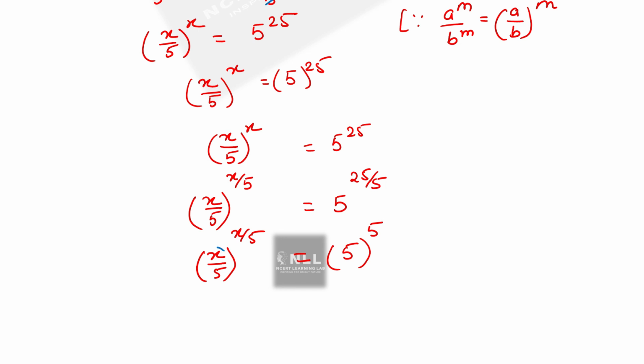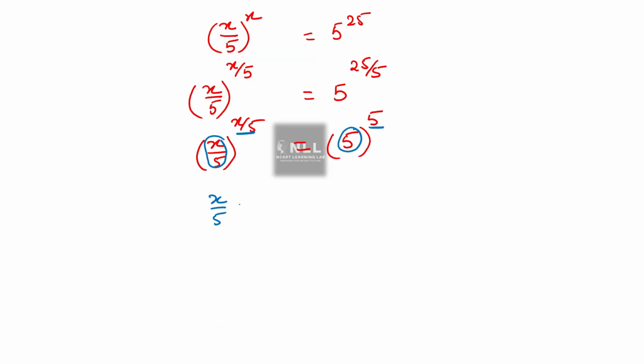Here we look at x upon 5. The power is x upon 5 and both the sides have the same exponent power. x upon 5 is compared with 5 and now our expression will be x equals 25.